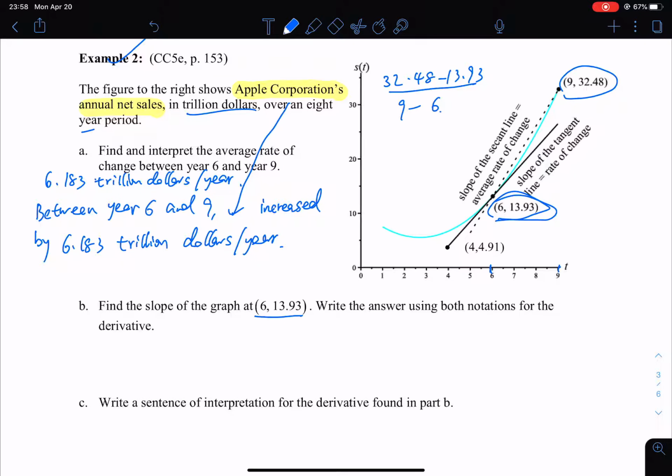The slope at a single point means the slope of the tangent line. So this is the tangent line. The slope of the tangent line is equal to the rate of change.